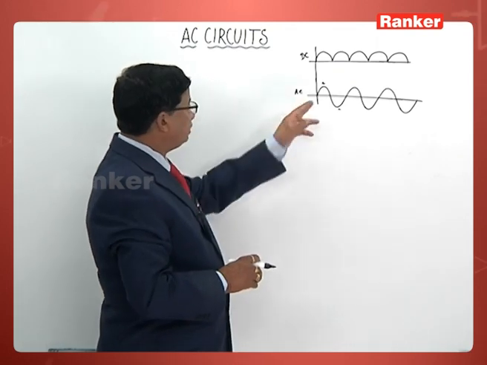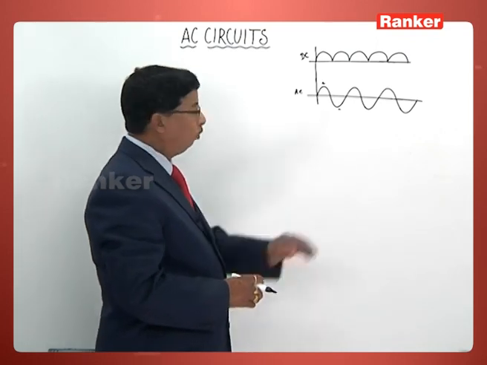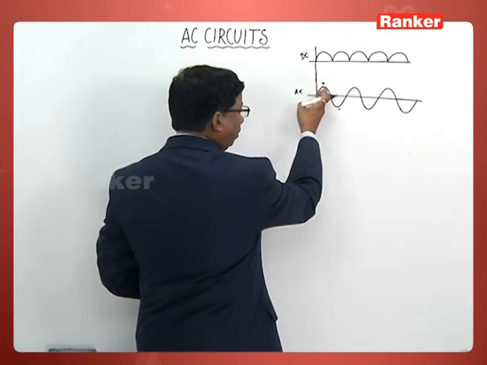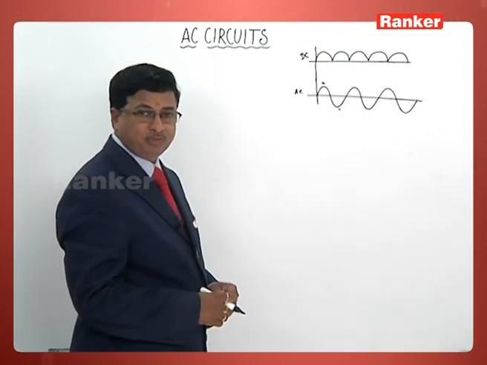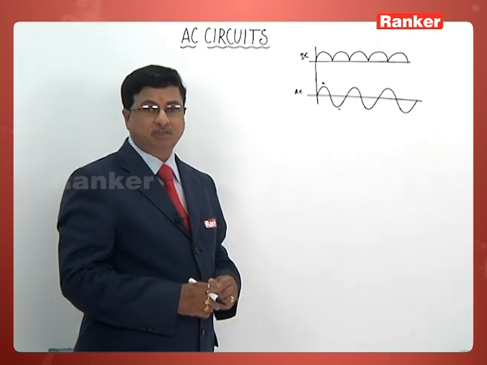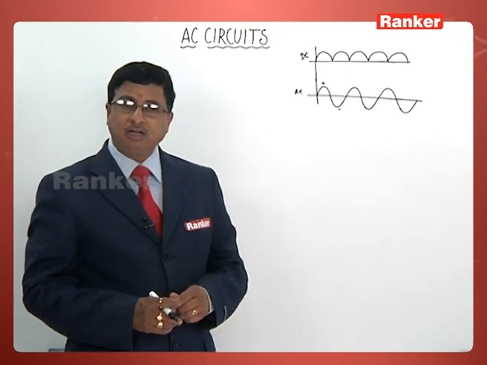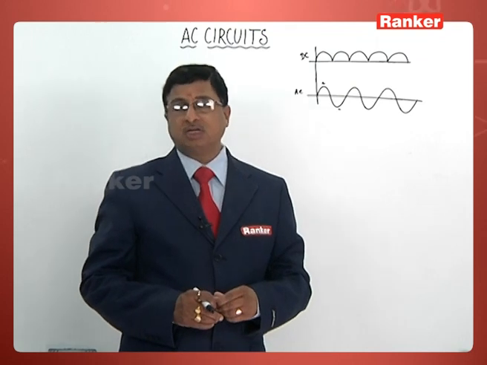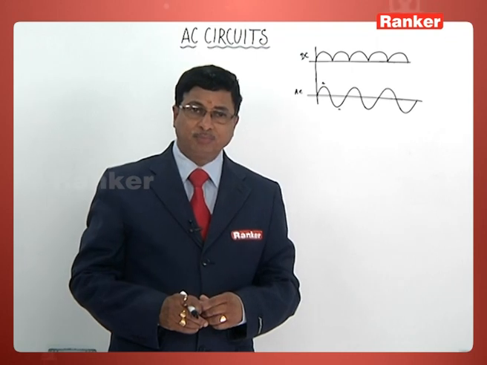So the major difference in terms of graph between DC and AC we can show this way. At regular intervals, the polarity is going to vary in the case of alternating current, whereas in the case of direct current, no change in polarity is observed. And we know alternating current or alternating EMF, we can represent in terms of a sinusoidal waveform or a cos function as well.